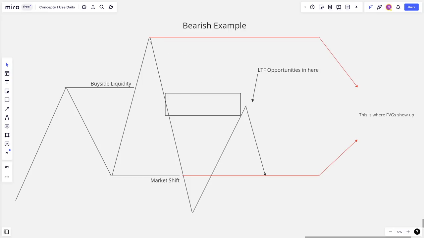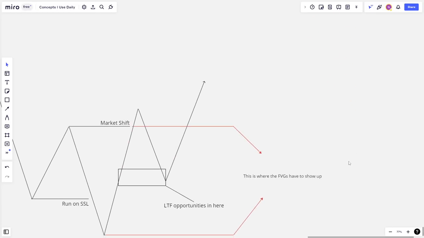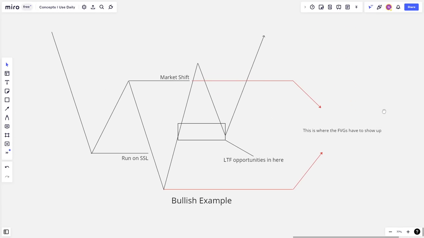Right. Also, keep in mind that from this high to this low, this is where we look for the fair value gaps. Right. And on the bullish example, it's exactly the same thing. We need a run on sell side liquidity, aggression higher, market shift, retracement, fair value gap in the 5 or 15 minute, and lower time frame opportunities. And from this low to this high, right, is where the fair value gaps have to show up. Now let's see a tiny thing about how the lower time frames have to look.